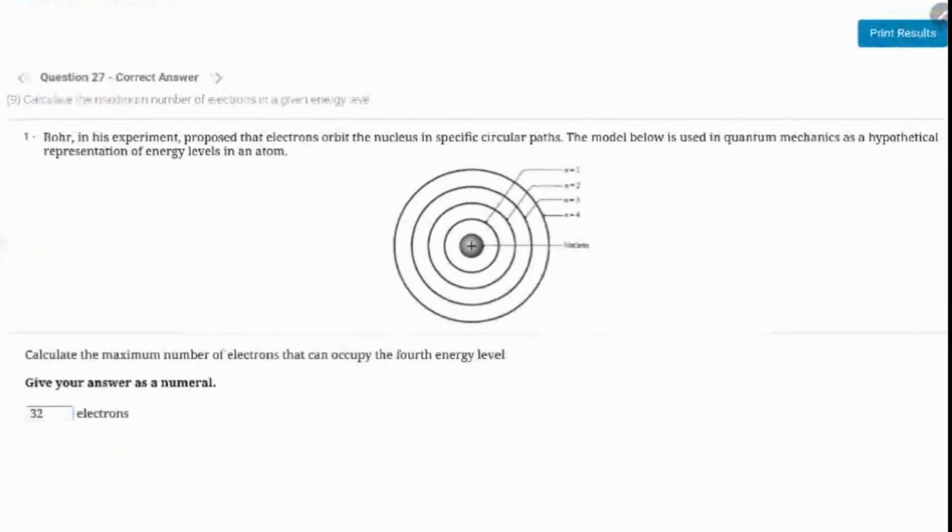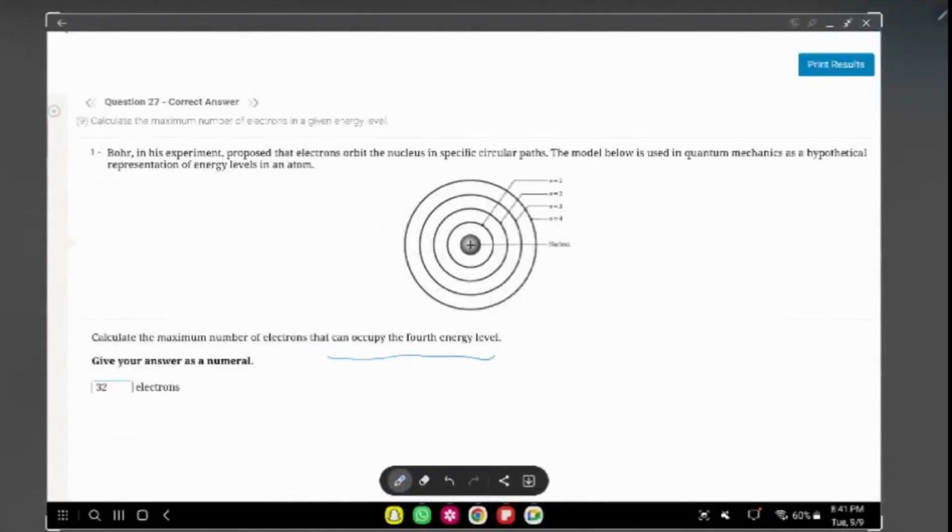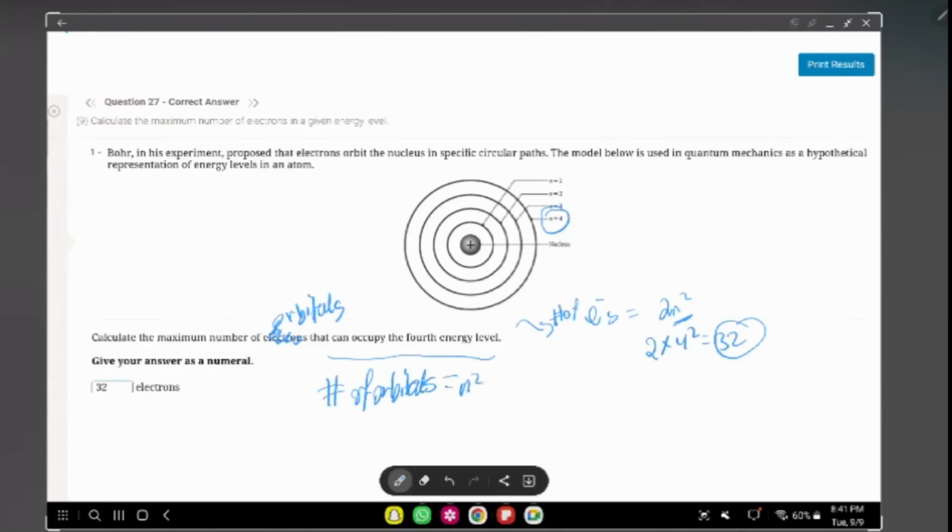So, Bohr in his experiment proposed whatever. Okay, calculate the maximum number of electrons that can occupy the fourth energy level. There's also, instead of electrons, sometimes they say orbitals. There's a formula for each one. The maximum number of electrons equals 2n squared, where n is the number of energy levels. In this case, n is equal to what? 4. So 2 times 4 squared, which is 32. If they asked for the number of orbitals, it is just equal to n squared. So in this case, it would be 4 squared equals 16. But what are they asking for? They're asking for electrons. So let's forget all of this. Alright.